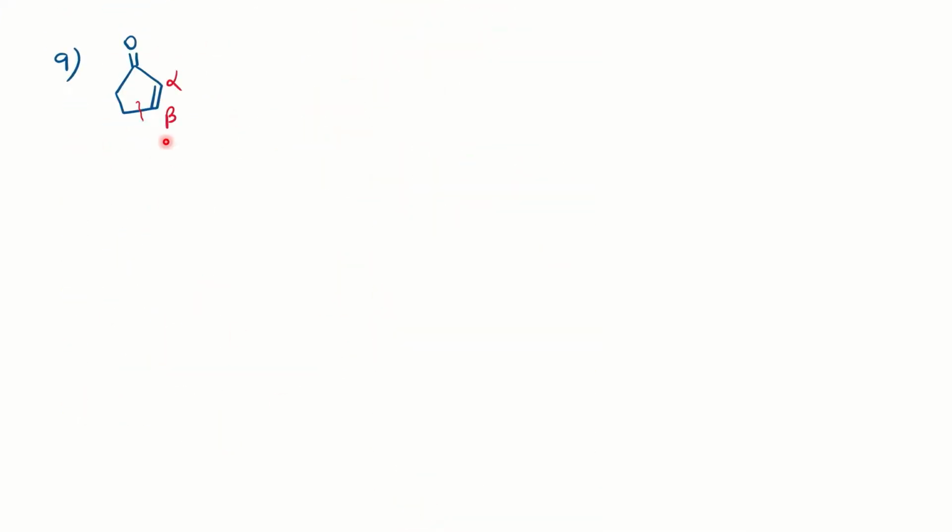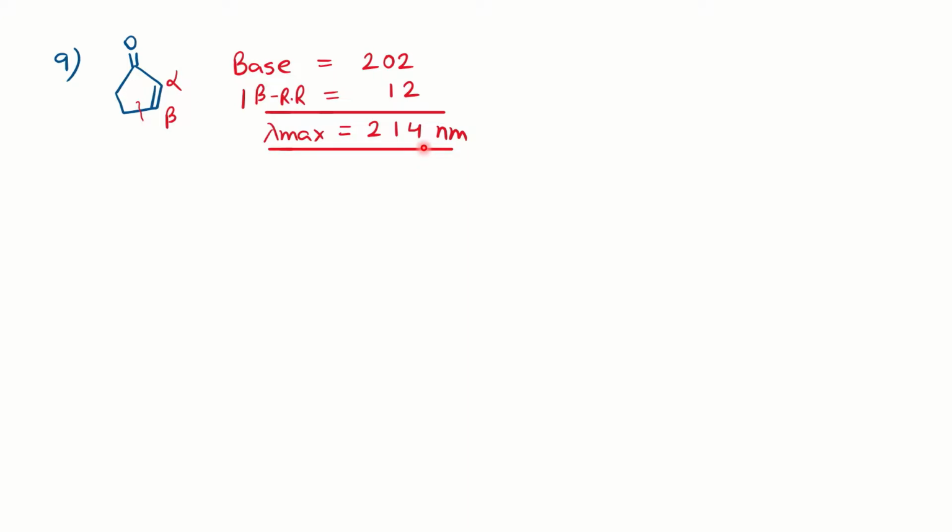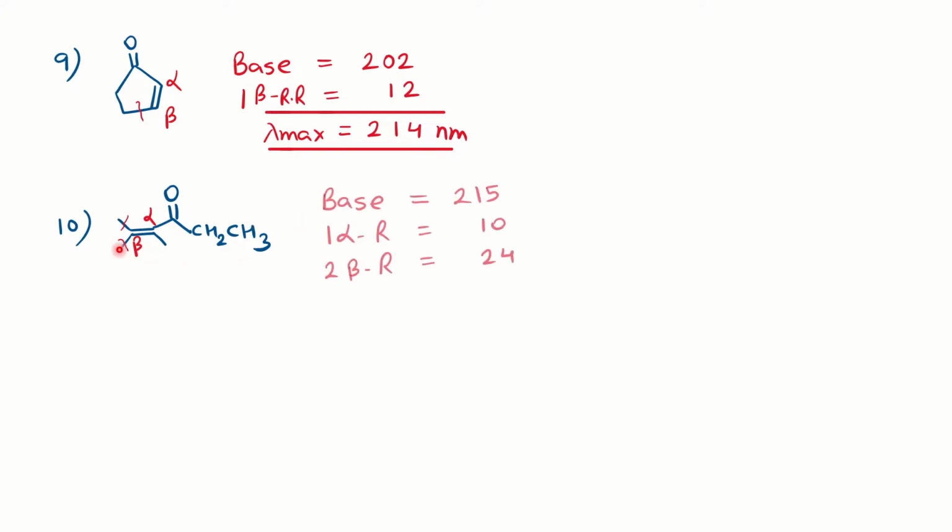Again, we have a very simple example, a 5-membered ring having an alpha beta unsaturated system. Easily you can say 5-member 202, 1 beta ring residue 12, and you can see we have 214 nanometer for such a system. The next is an acyclic system, the same, easy for your practice. You can just solve it right now. Pause the video, solve it, and verify your answer. Ketone, acyclic base value, and then alpha and beta ring residues, you can find out.